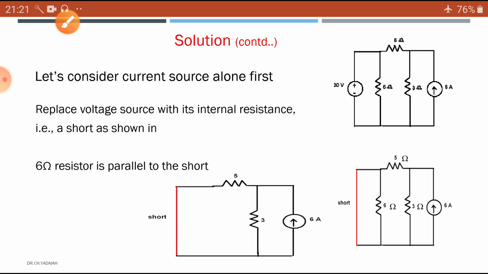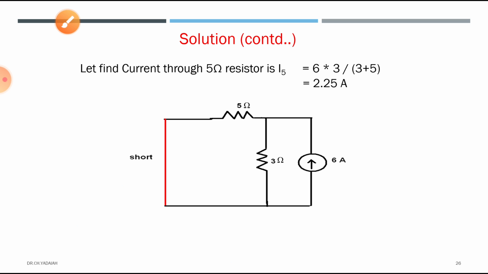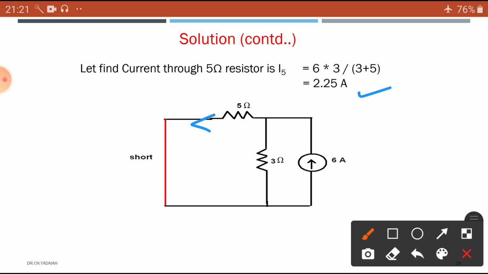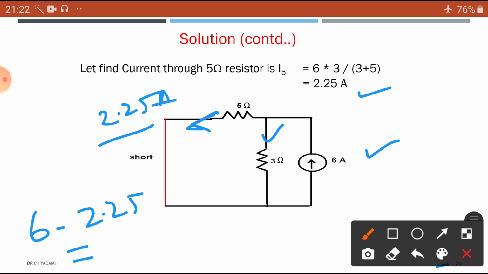Now here, the current flowing in the circuit is equal to 2.25 amperes, we got it. This current flowing is 2.25 amperes. This is the current division method. Okay. Now, of the 6 amperes coming here, only 2.25 amperes is flowing here, and the remaining current is flowing here. What is the current here? 6 amps minus 2.25 is the current through this one, but it is not asked. We are going to find only this current. Don't waste your time. Okay.